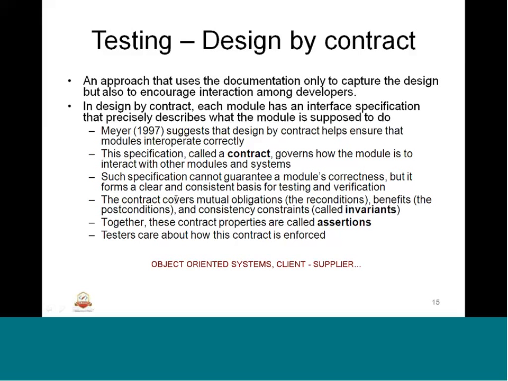The contract covers mutual obligations, the preconditions, benefits, the postconditions, and consistency constraints, which are called invariants. Together, these contract properties are called assertions. Testers care about how this contract is enforced. So how it is going to be executed or enforced in the system under test is what testers have to bother about. This is a standard or process that is used in testing, basically in object oriented systems.